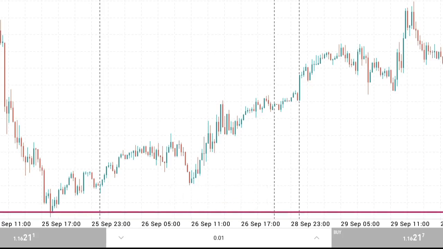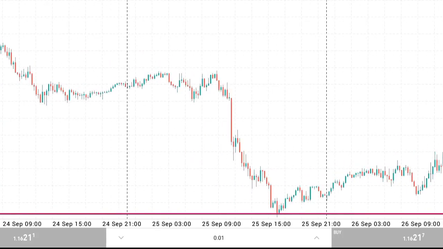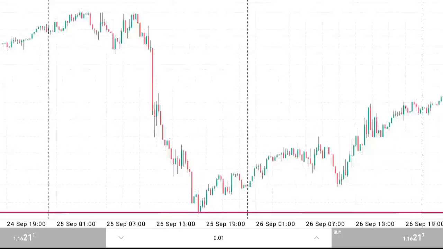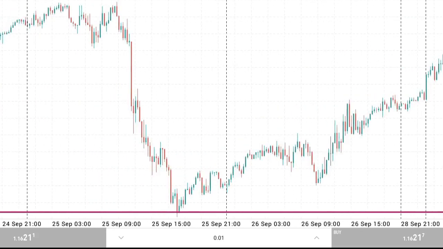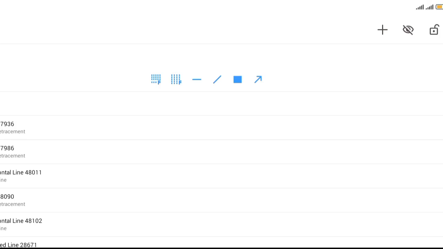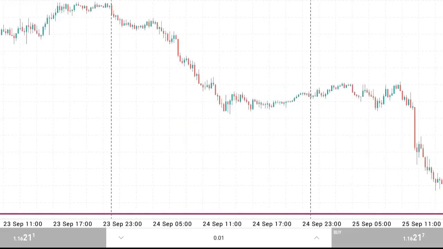Now let's take it to this point. Let me use this particular one. Now this is an area of support. You see it's very clear here. Let me draw another line, another box, so that we will know that this particular place is our area of support. Now that's our area of support.